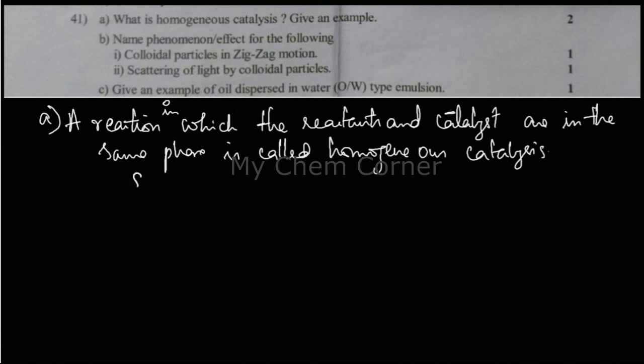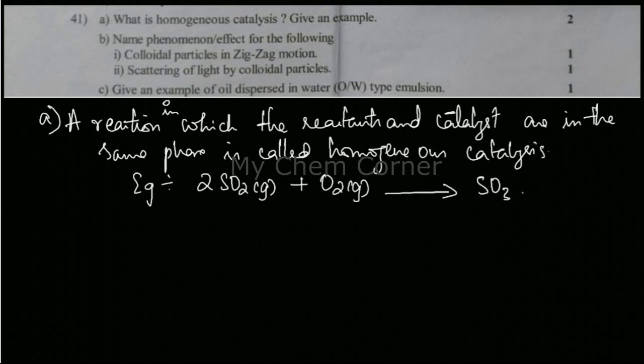When they have asked you for an example, you can give an example here. 2SO2 in the gas phase, plus oxygen in the gas phase, which will give 2SO3, that is also in the gas phase. Balance your equation. Now the catalyst used here is NO, which is also in the gas phase. So 1 mark is for the reaction, 1 mark is for the catalyst.